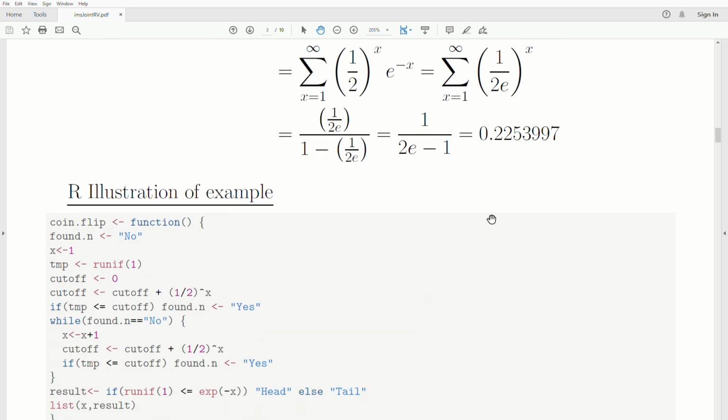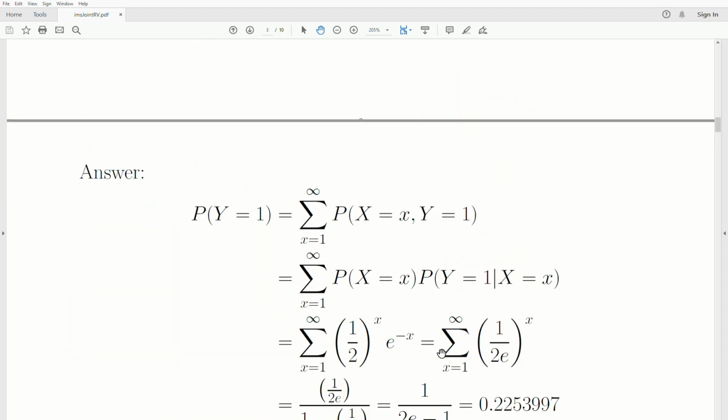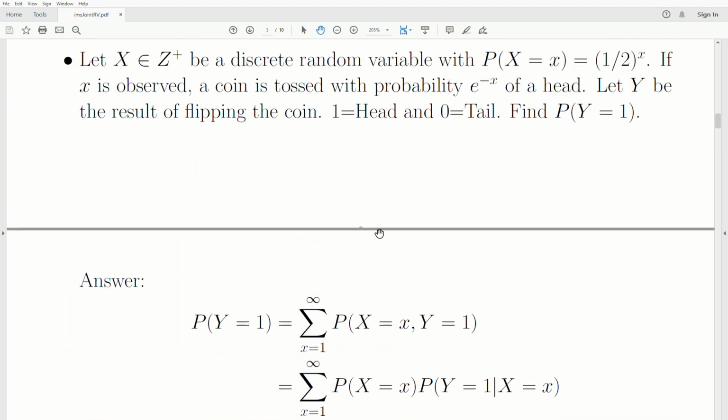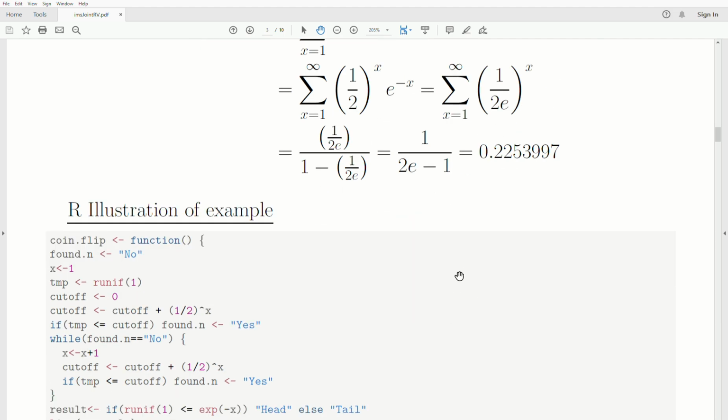Now let's do a quick simulation of this to see if that's the case. The tricky part of simulating this is picking the integer. Remember that the integer has a probability of 1/2 to the x. So the probability that it's a 1 is 1/2, the probability that we observe a 2 is 1/4, the probability we observe a 3 is 1/8, etc. That's the tricky part of this simulation.